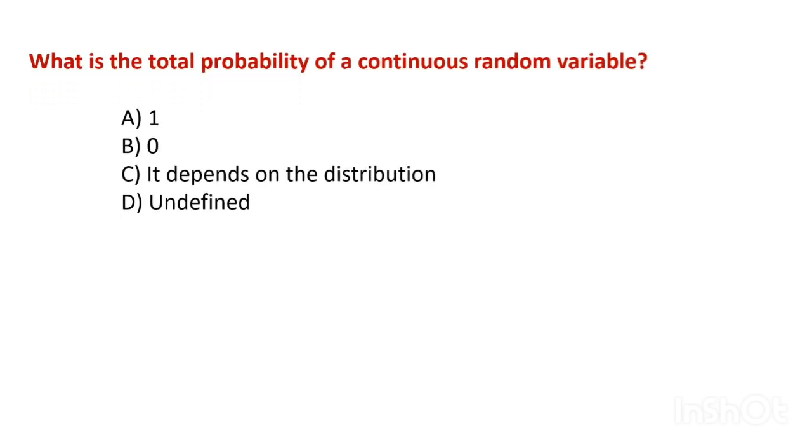What is the total probability of continuous random variable? The probability of continuous random variable over its entire range is always 1. Correct answer is option A.